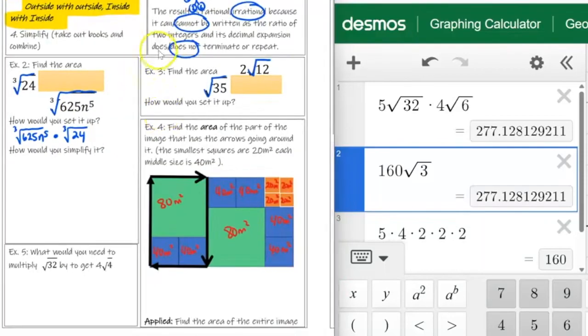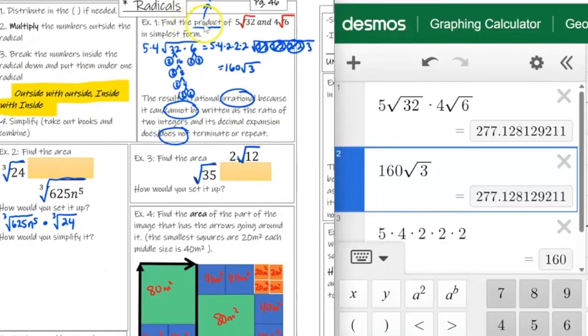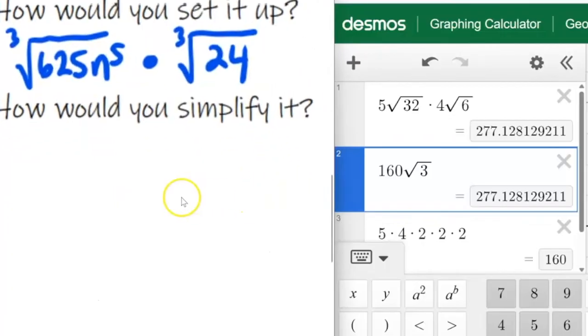So what kind of problem is this? Another way of saying the product. So I don't know how they're going to ask you. That's why we have multiple representations. So question is, how would you set yours up? So go ahead and set it up right there. All right, now that you've done that, how do I simplify?